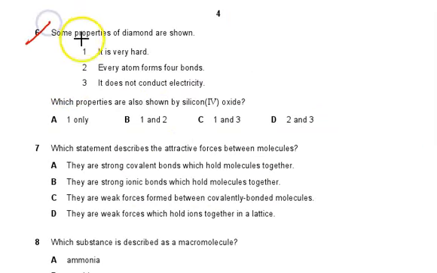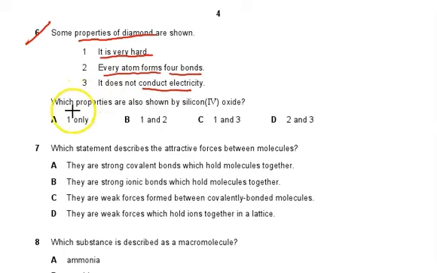Now we move on with question number 6. Some properties of diamond are shown. Number 1, it's very hard. Number 2, every atom forms 4 bonds. And number 3, it does not conduct electricity. So which properties are also shown by silicon dioxide? This is also one of the macromolecules, silicon dioxide.